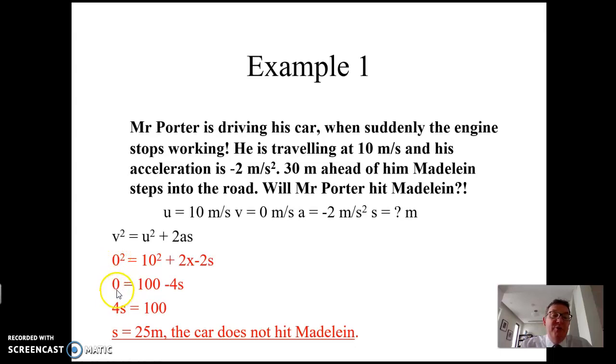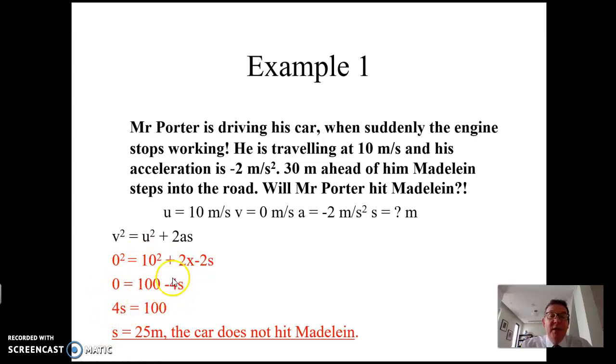Okay, then we just need to do some mathematics. 0 squared, 0 times 0 is 0. 10 squared, 10 times 10 is 100. Okay, 2 times minus 2 is minus 4. So it's going to be 100 minus 4s. I'm going to add 4s to both sides. So I've added 4s on this side, so there's a 4s there.